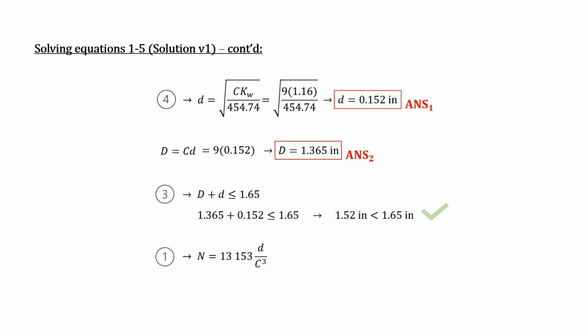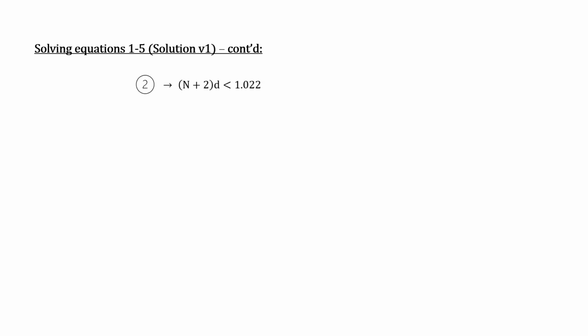Looking at equation 1, which is our equation for the number of active turns N here. If you sub in your D and your C, we end up with 2.74 active turns. So that's our third answer. And then if you move on and look at equation 2, this is once again a check. If we sub in our N and D, we have 0.72 inches, which is less than 1.022 inches. So once again, we're good here.